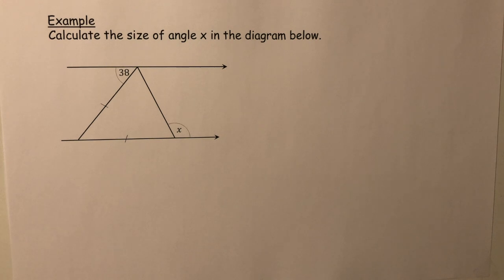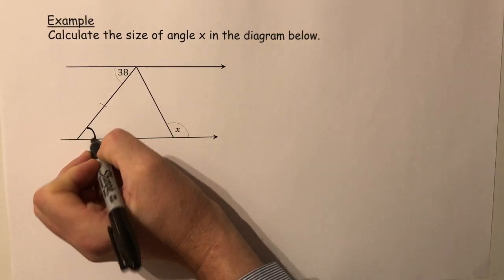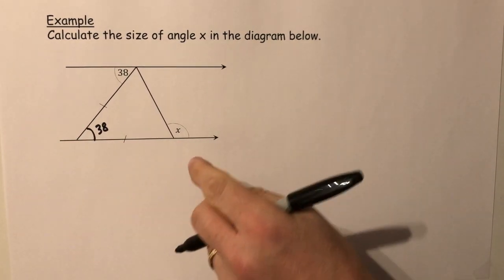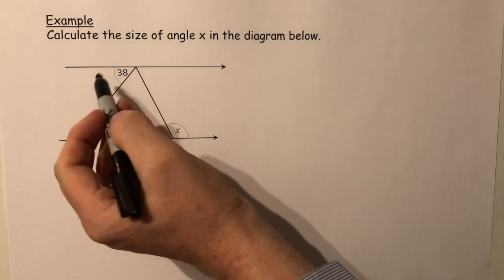Now here we have a question where we have parallel lines. Parallel lines bring in two properties, either corresponding angles or alternate angles. In this particular case, we've got a 38 degrees mentioned, which means that we have this angle also at 38 degrees because we have alternate angles.